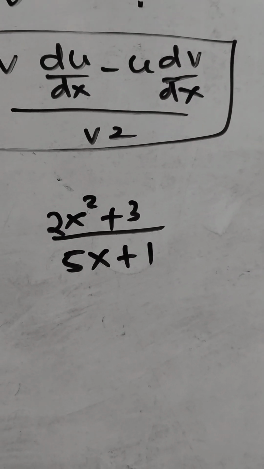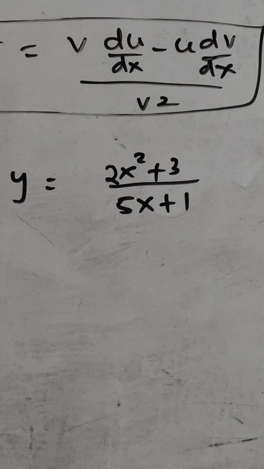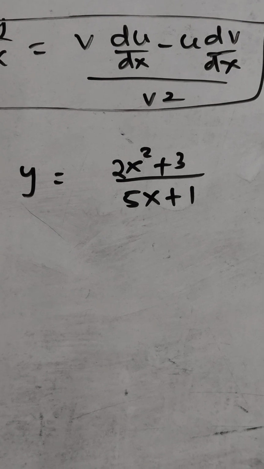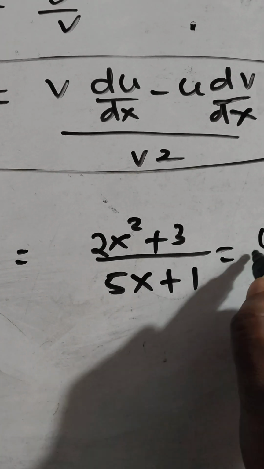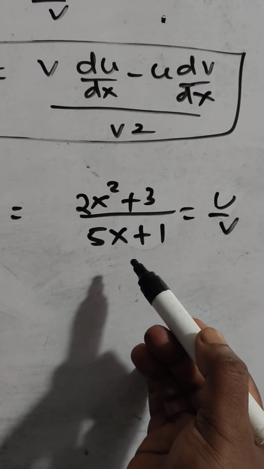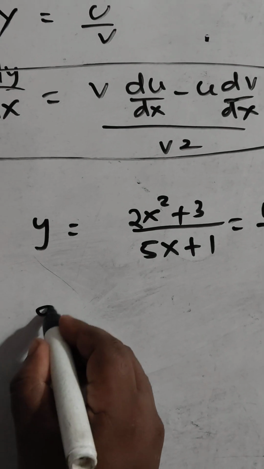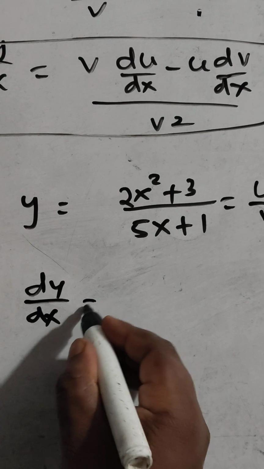Suppose a question is given. Take for example, y is equal to 2x square plus 3 divided by 5x plus 1. So this is u by v. 2x square plus 3 is equal to u, and 5x plus 1 is equal to v. Now you have to find dy by dx, the derivative of y with respect to x.